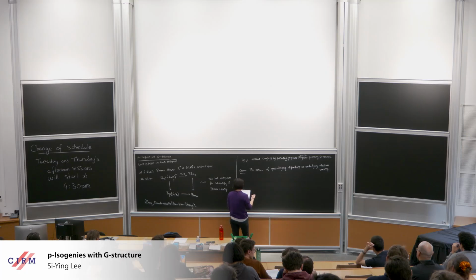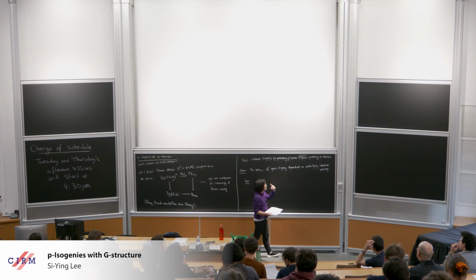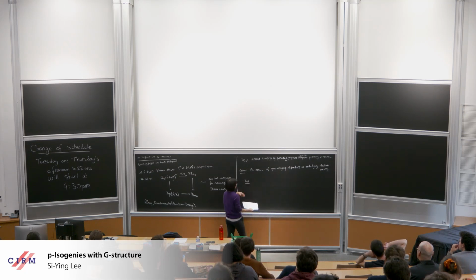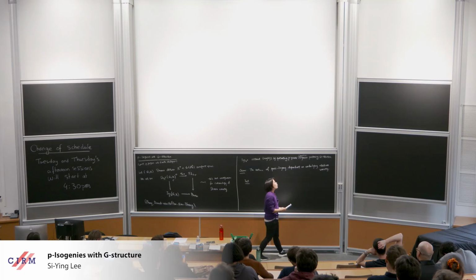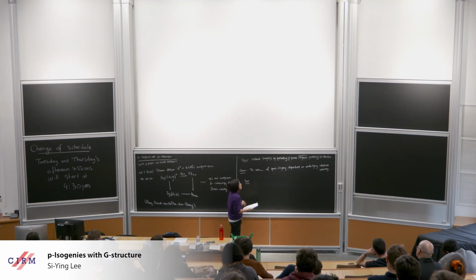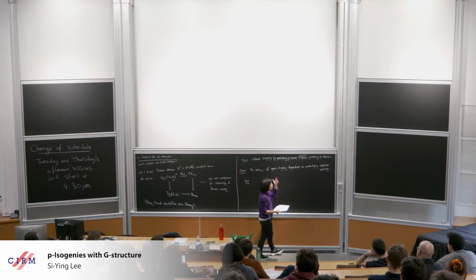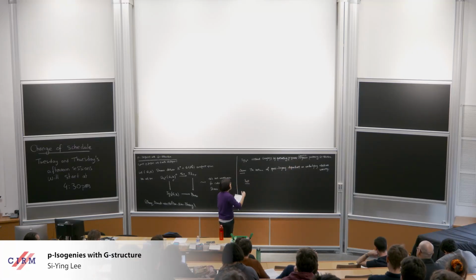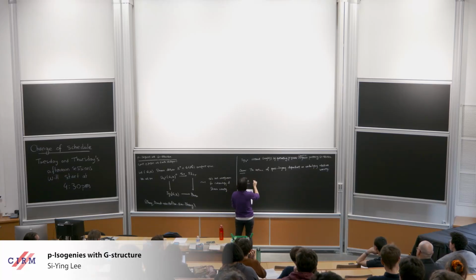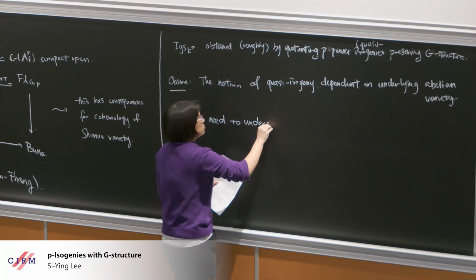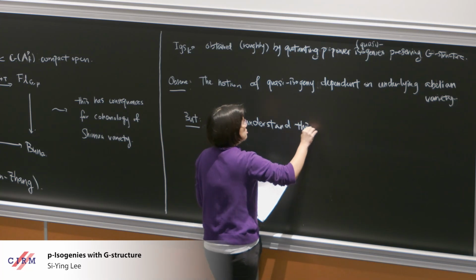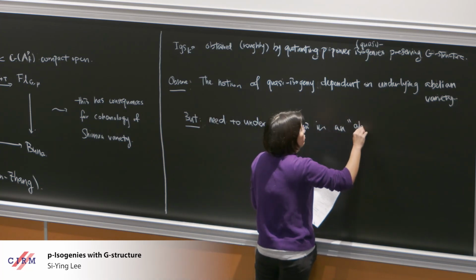But there have been advancements in the study of Shimura varieties so that we can move beyond situations where you're tied to the abelian variety. In such a situation, you really need a meaningful understanding of what a p-power quasi-isogeny preserving G structure is without referring to the abelian variety. So maybe I should say we need to understand this in an abelian-variety-free manner.